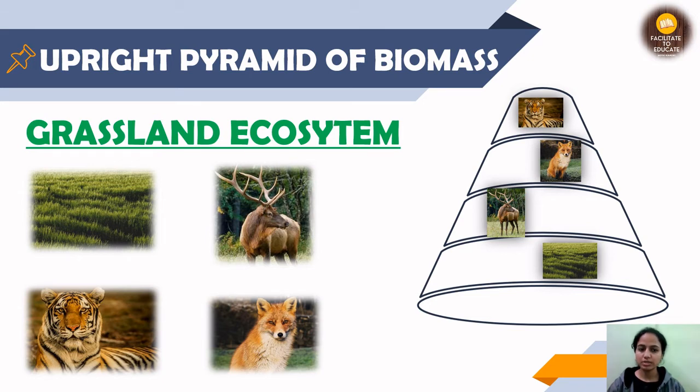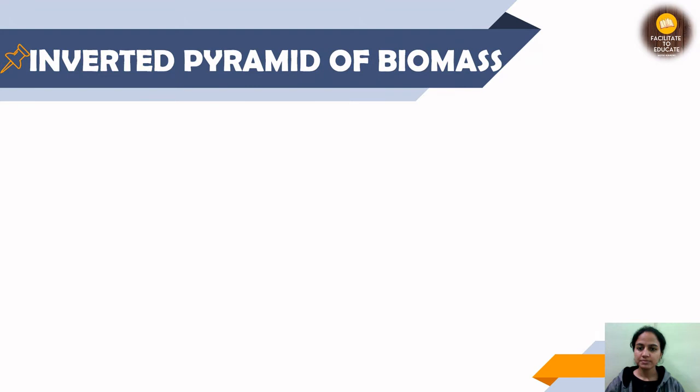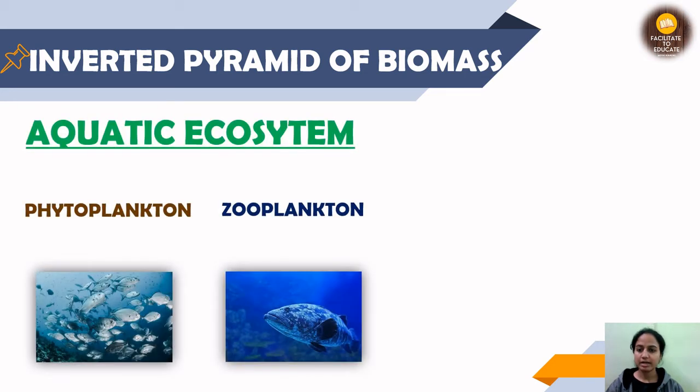Now we'll talk about the inverted one. So for the inverted pyramid of biomass, the example we can take, a very popular example again, is that of the aquatic ecosystem. So in the aquatic ecosystem, the producers are phytoplanktons, right? Then they are eaten by the zooplanktons. Zooplanktons are eaten by the small fishes, and ultimately the small fishes are eaten by the big fishes.